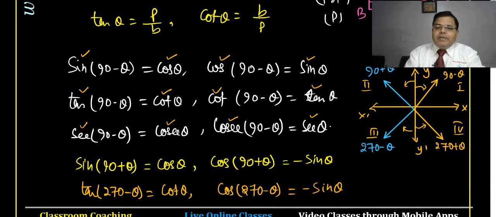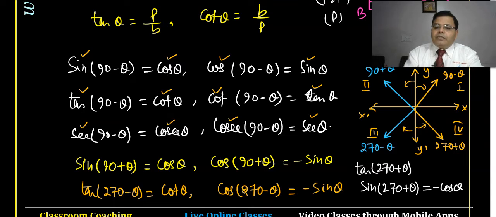Similarly, if I am writing sine 270 plus theta, then what will happen? Sine 270 plus theta lies in fourth quadrant, and in fourth quadrant sine is negative, so it will be minus cos theta. So sine 270 plus theta is minus cos theta. Again, if I am writing tan 270 plus theta, then what will happen? Also, because the angle lies in fourth quadrant and in fourth quadrant tan is negative, it will be minus cot theta. So I hope you got this.